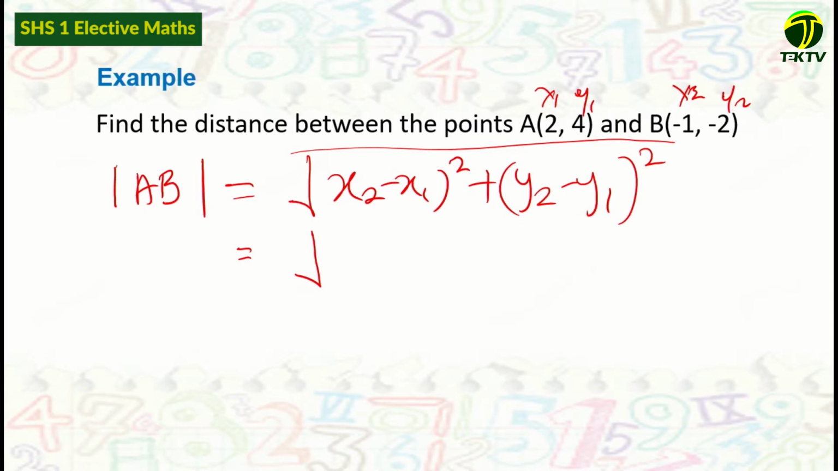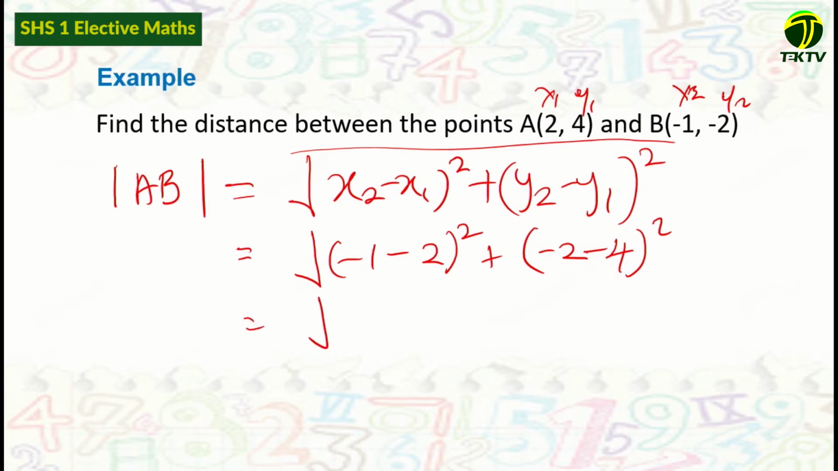Now from the coordinate, what is x2? Obviously it is -1. So I'll have -1 minus my x1, which is 2. So I'll bring my 2 there and then close the bracket and square. Then I'll go for the other coordinate y2. y2 is -2, so I'll bring -2 there, minus y1. By inspection, it's 4. Then you square. And so we do have to operate those in the bracket.